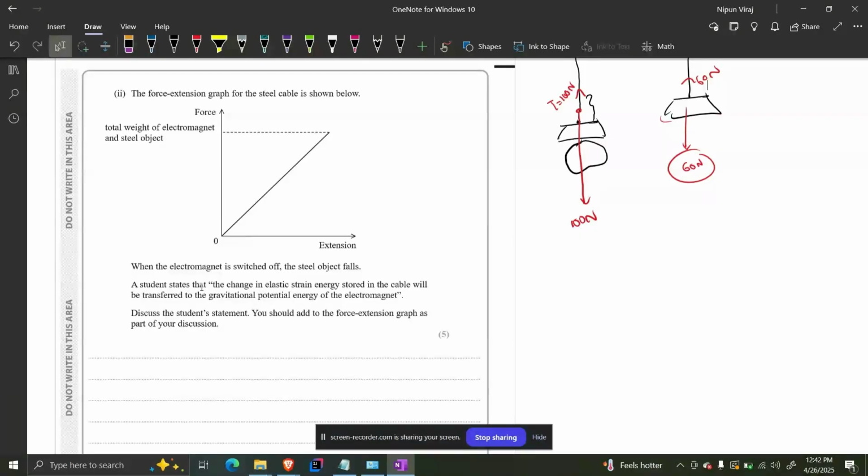So here what we can do is, they have told us to critically use this graph. So let's think about it like this. Before, the total weight of the electromagnet and steel object is this point. Now if you take only the total weight of the electromagnet only, it will be somewhere like here, right? It will be something like this, and the extension will also be somewhat reduced, right?